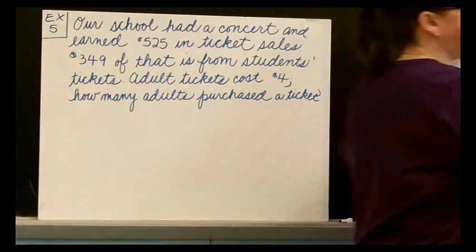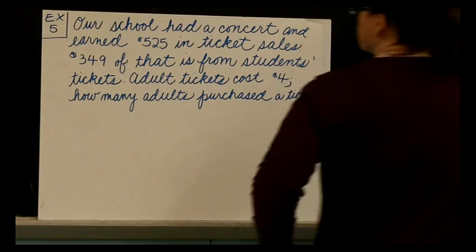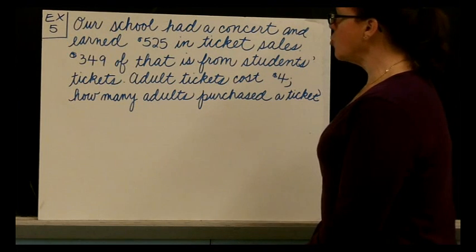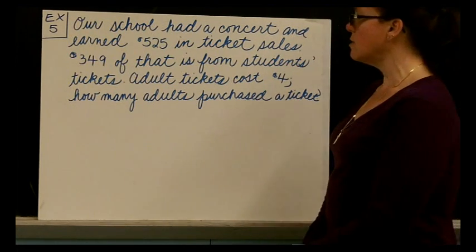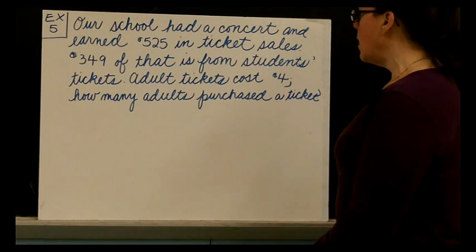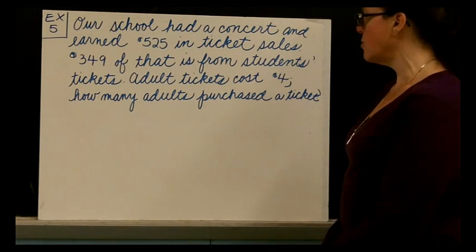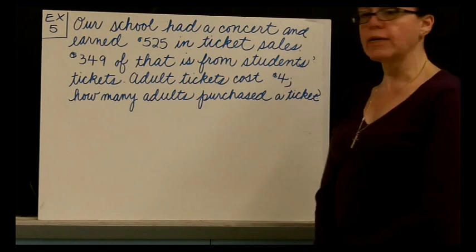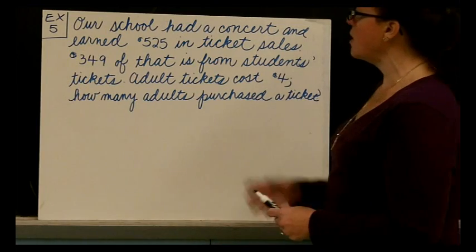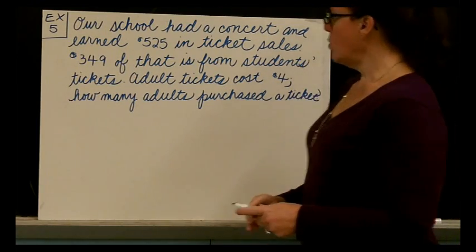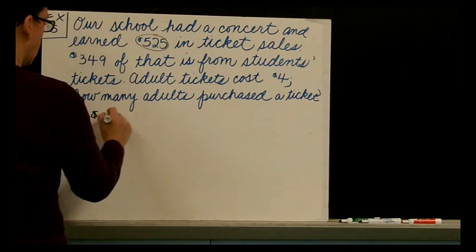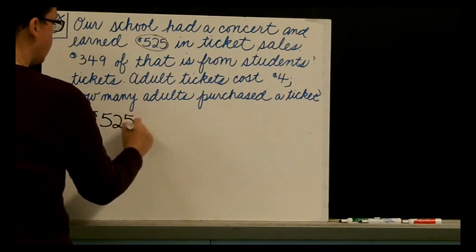And now our final example for the night. Our school had a concert and earned $525 in ticket sales. $349 of that is from students' tickets. Adult tickets cost $4. How many adults purchased tickets? And again, we have all the information that we need. We know here our total sales were $525.